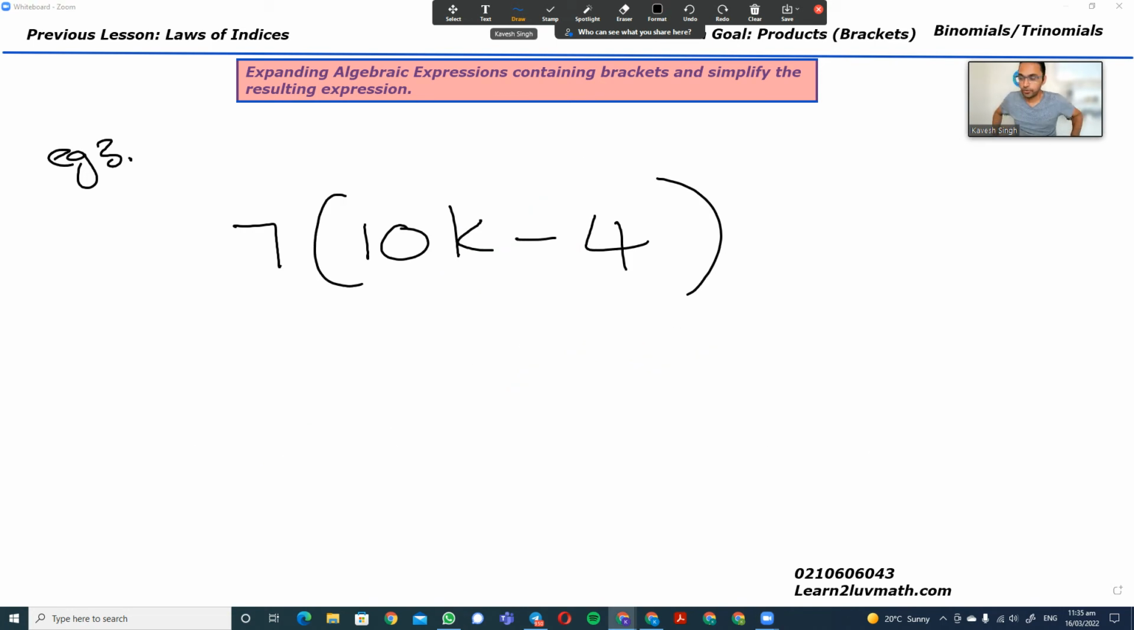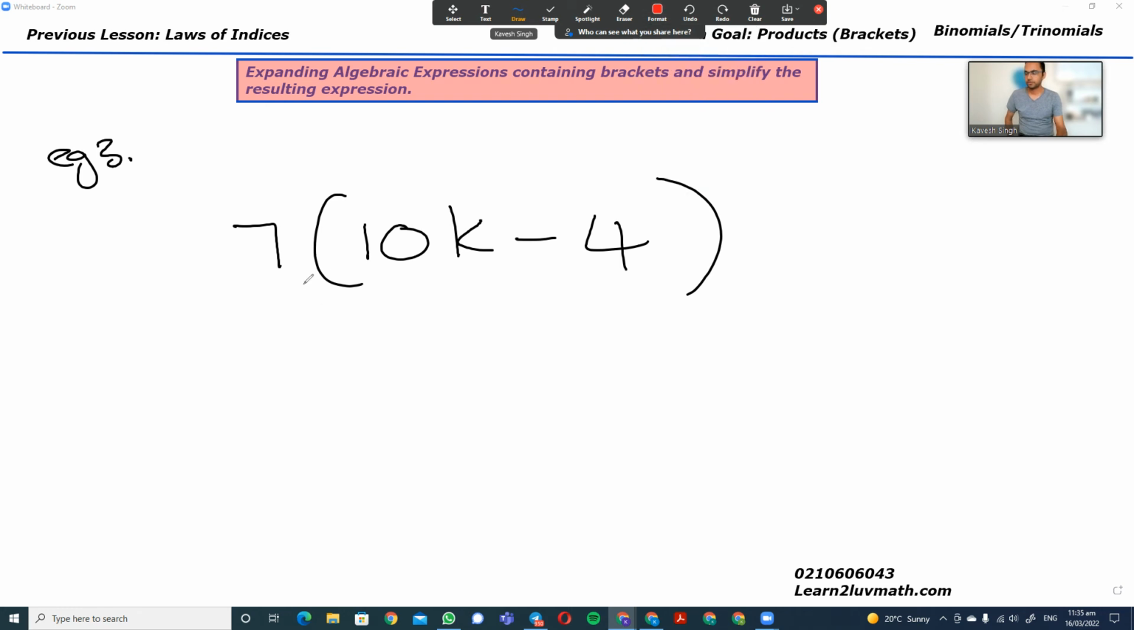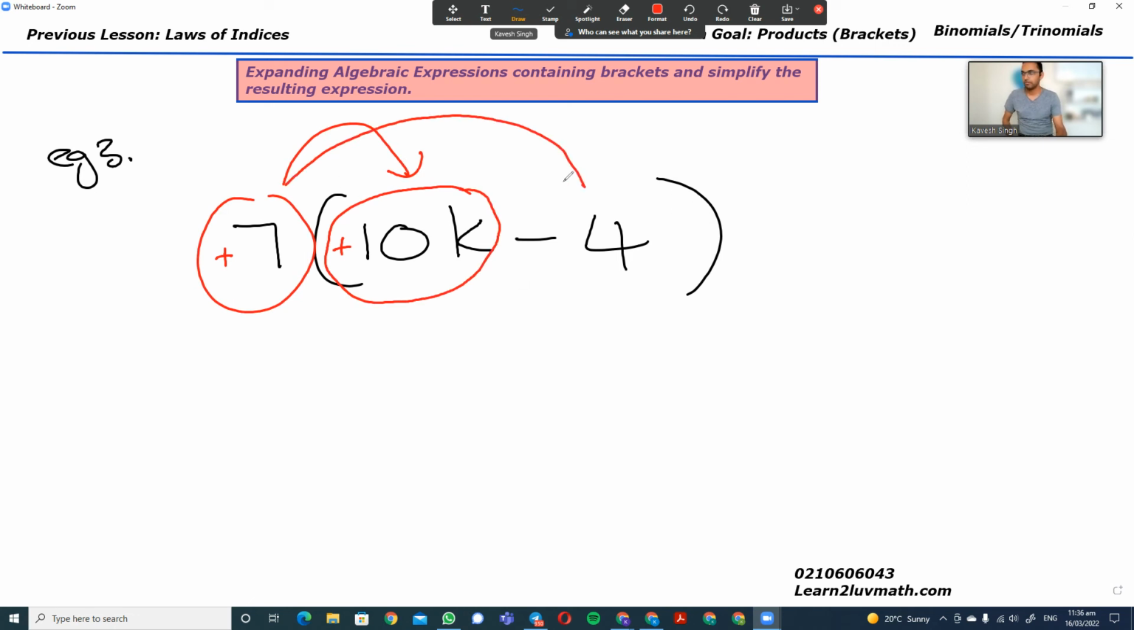All right, example number 3 now. In example number 3, we've got a number that's not 1 anymore in front of the bracket. It's now 7. There's also no sign in front. That's an imaginary plus. There's no sign in front of the 10, so that's also an imaginary plus. We now take the whole plus 7 multiplied by the whole plus 10k. After we've done that, we then multiply plus 7 again by the negative 4.